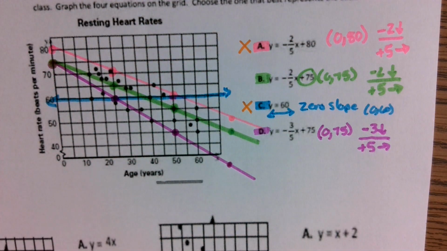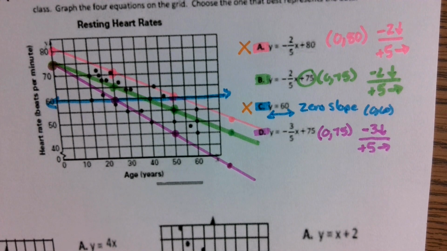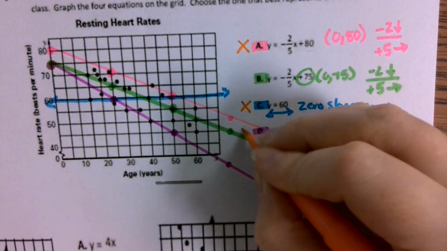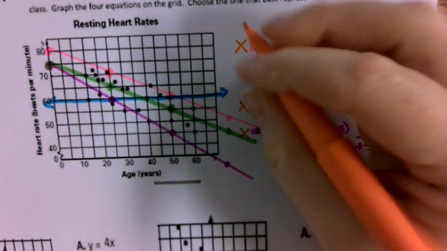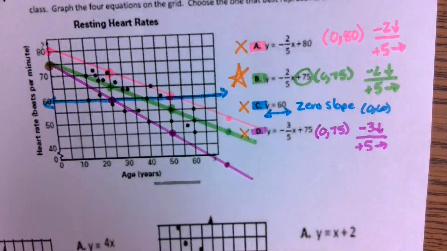Is that a good line of best fit? No. So it has a nice starting point. It has a nice choice for the y-intercept, but the slope is too steep. So the best choice is going to be graph B. This is the best choice, graph B.